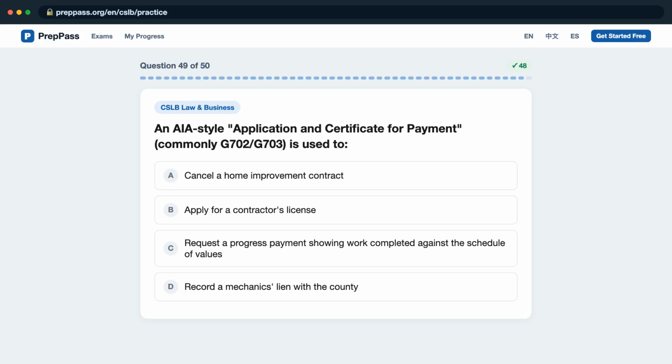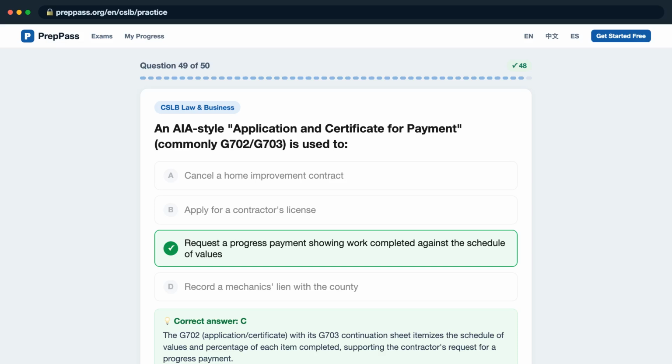Question 49. An AIA-style application and certificate for payment, commonly G702/G703, is used to, is it A, cancel a home improvement contract? B, apply for a contractor's license? C, request a progress payment showing work completed against the schedule of values? D, record a mechanics lien with the county? The correct answer is C. The G702 application/certificate with its G703 continuation sheet itemizes the schedule of values and percentage of each item completed, supporting the contractor's request for a progress payment.